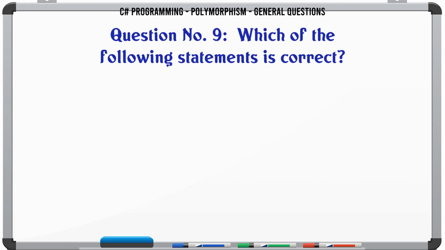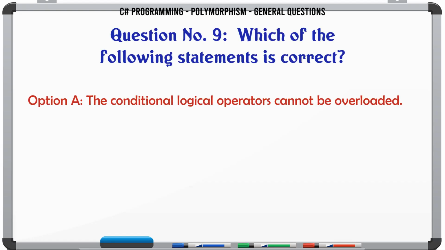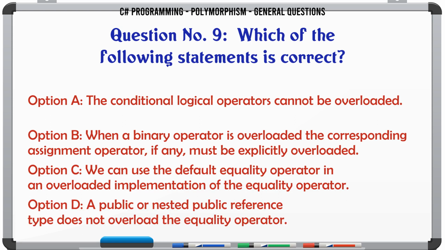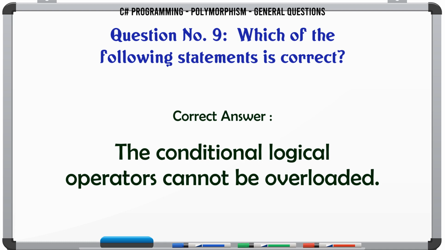Which of the following statements is correct? A. Other conditional logical operators cannot be overloaded. B. When a binary operator is overloaded, the corresponding assignment operator, if any, must be explicitly overloaded. C. We can use the default equality operator in an overloaded implementation of the equality operator. D. A public or nested public reference type does not overload the equality operator. The correct answer is the conditional logical operators cannot be overloaded.